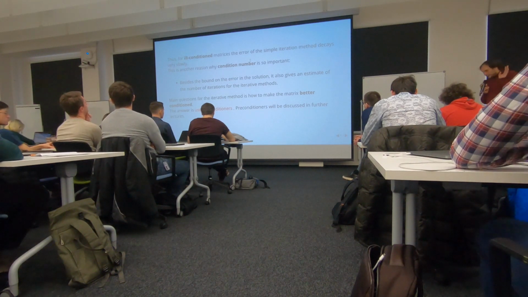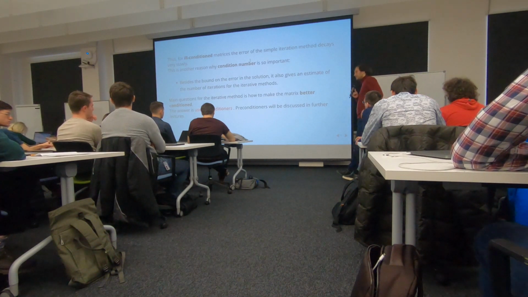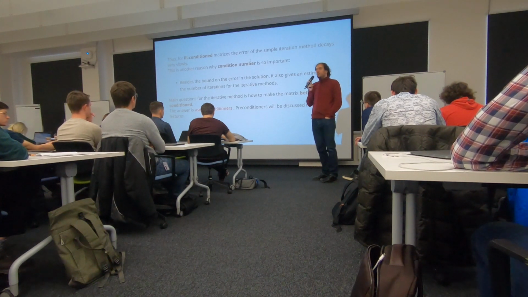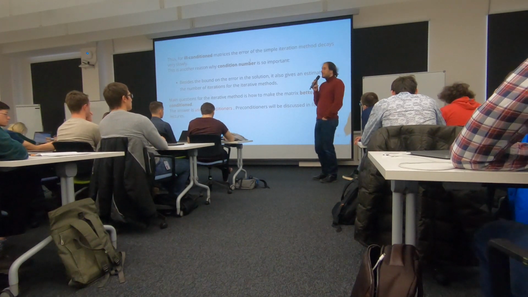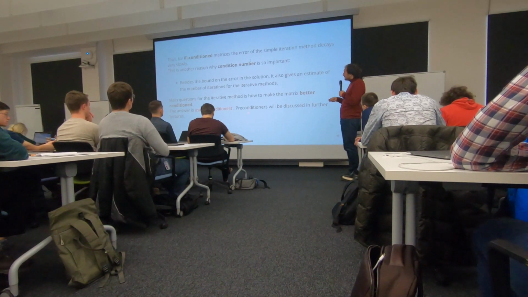So if you have an ill-conditioned matrix with a large condition number, you will need a lot of iterations to solve a linear system, which makes the whole method useless. Even if you have a fast matrix-vector product, if you need millions of iterations, it would be faster just to use, for example, a fast direct method. And that's the key idea here.